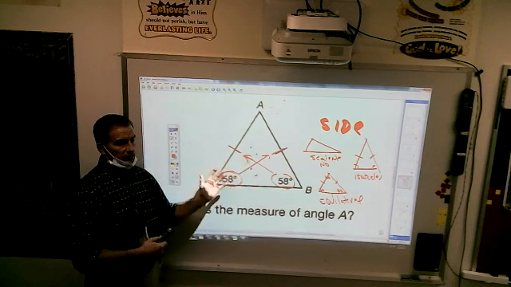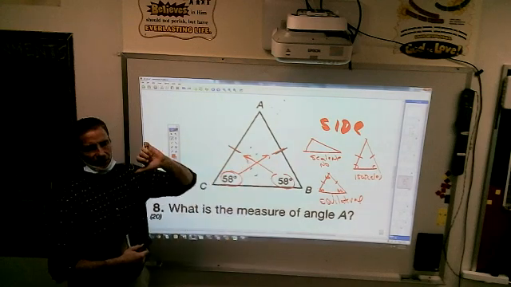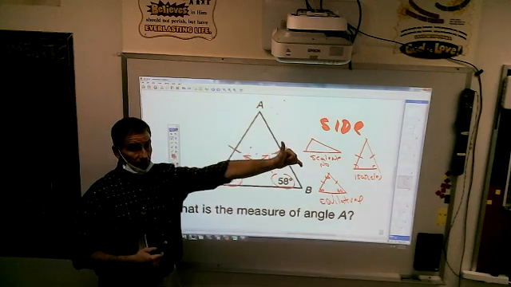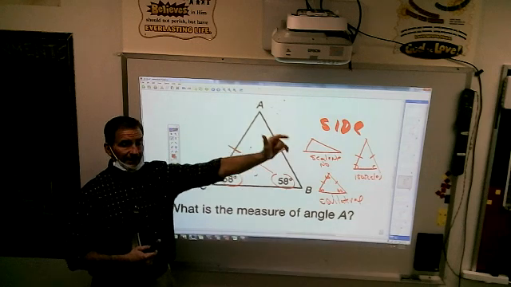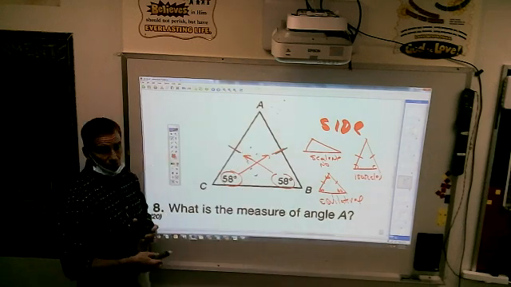A cube. Isosceles. No, the only choices with angles are: they're all acute angles, or they have one obtuse angle, or they have one right angle. Either right triangle, obtuse triangle, or acute triangle.